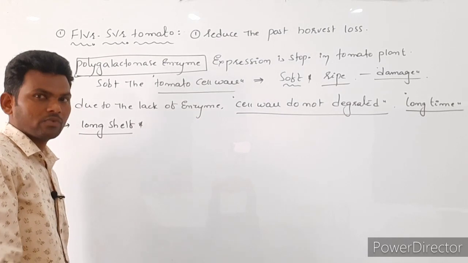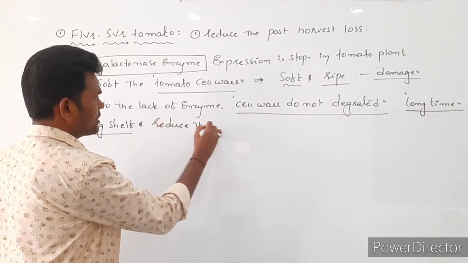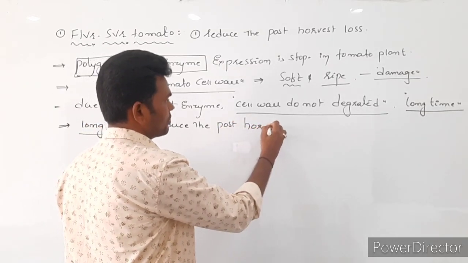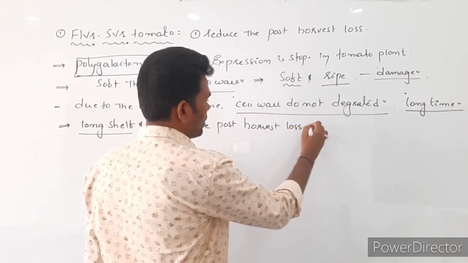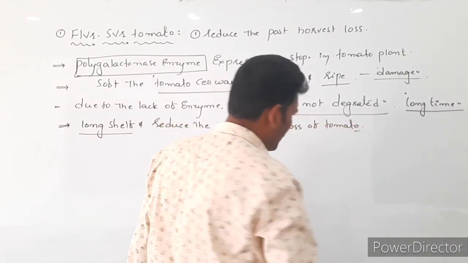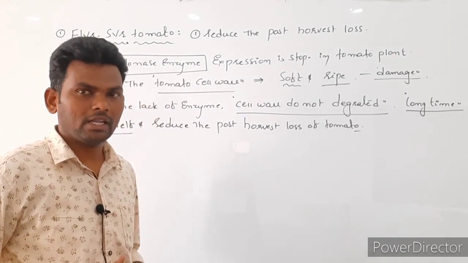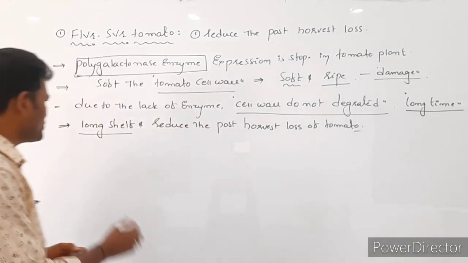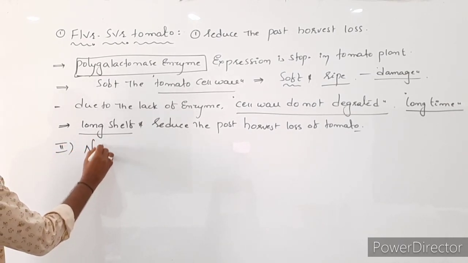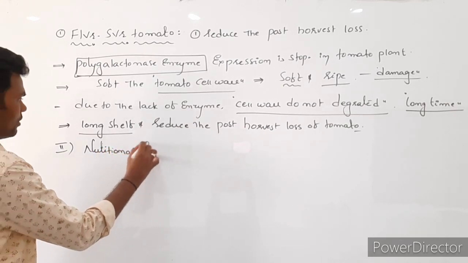By this process we can reduce the post harvest loss of tomato. Clear? So this is actually one application in agriculture. And next one is preparation of nutritional food.